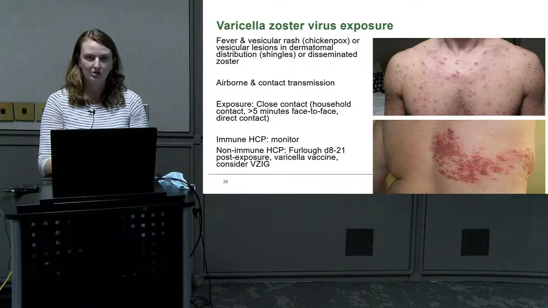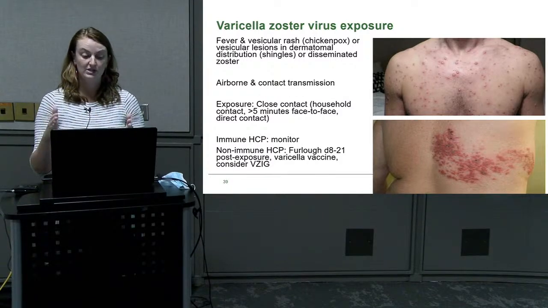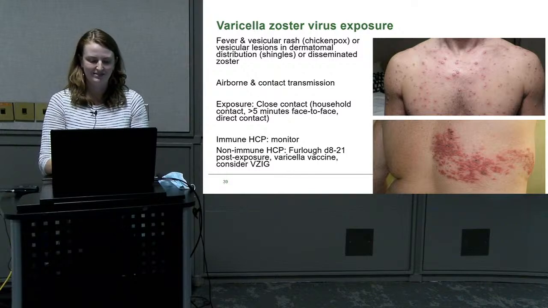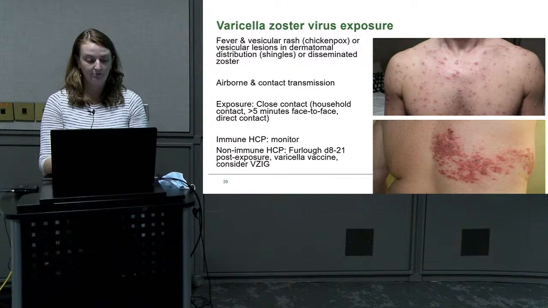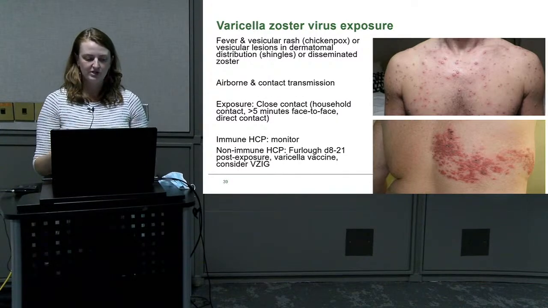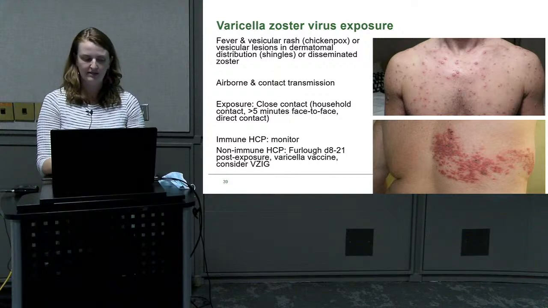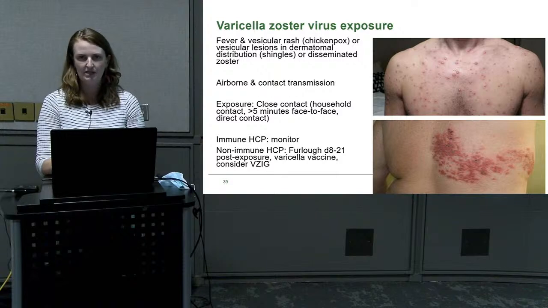If it were not in a dermatome, or if it crossed more than three dermatomes, it would be considered disseminated zoster. Patients, like I said, with a vesicular rash up front should be on airborne and contact precautions. And the duration of those precautions should stay on until all of the lesions are crusted over and dry. So an exposure to VZV in the healthcare setting would be considered someone who has close contact, so either a household contact or greater than 5 minutes or so face to face or direct contact without any PPE.